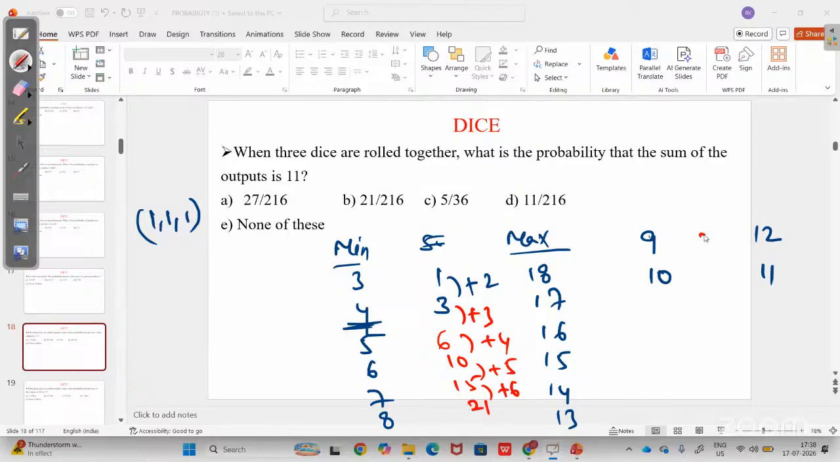Next will be equal to 25 and 27. So minimum will be equal to 3, maximum equal to 18. The minimum possibility is equal to 1. So when 3 dice are rolled, sum equal to 4: how many possible cases? 3. So sum equal to 17 also has 3 possible cases. After sum equal to 5, let's look at it. I will write once again.